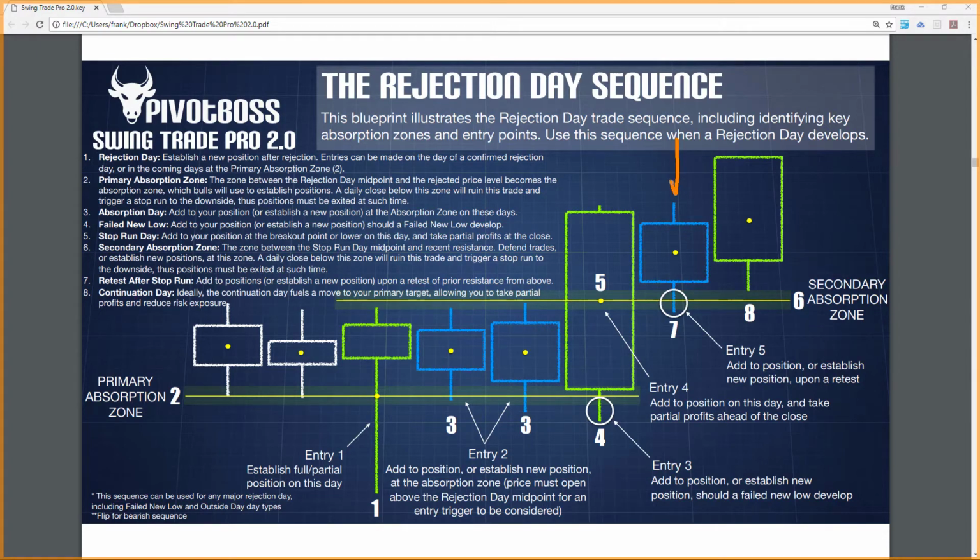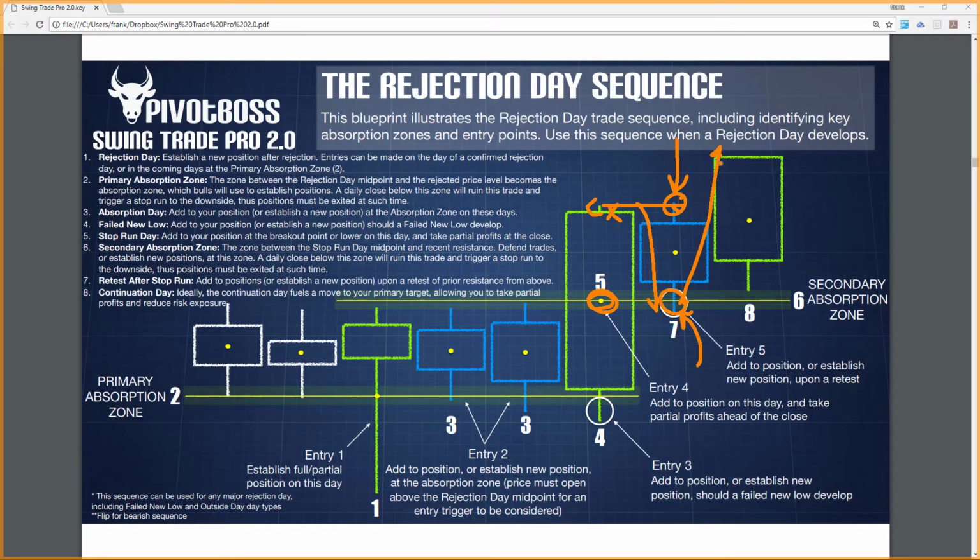Now this day right here, number 7, is called a stop run day, or a retest after stop run day. You have a fade after stop run day as well, so you can see this high right here. Typically, after a stop run day, you can watch that high pre-market or right after the market opens, and any rejection there oftentimes leads to a pullback into the stop run day midpoint. And from there, this is the retest after stop run. This is an opportunity to add back to your position and defend your position for a continuation higher.